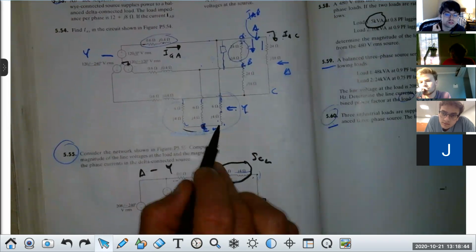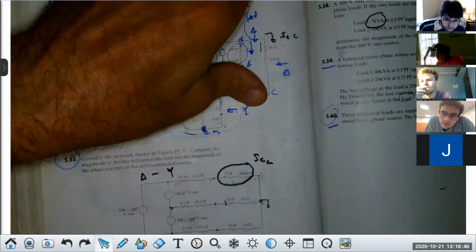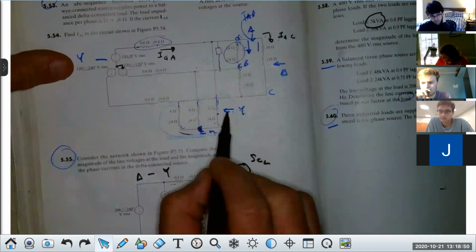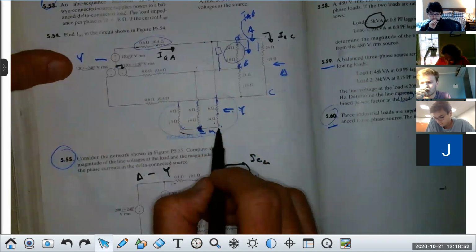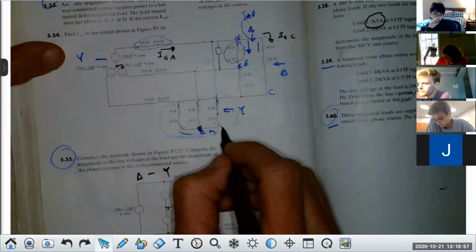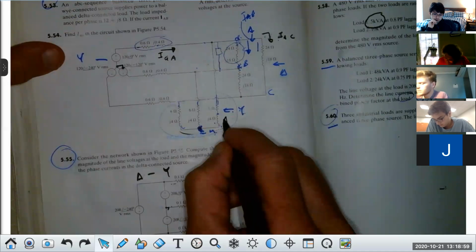All right, now, we're still going to do this in the Y domain. Then we'll go back and get this right here. The actual current they want is this right here. They want the current IAY, so it would be the current literally flowing here, upwards.